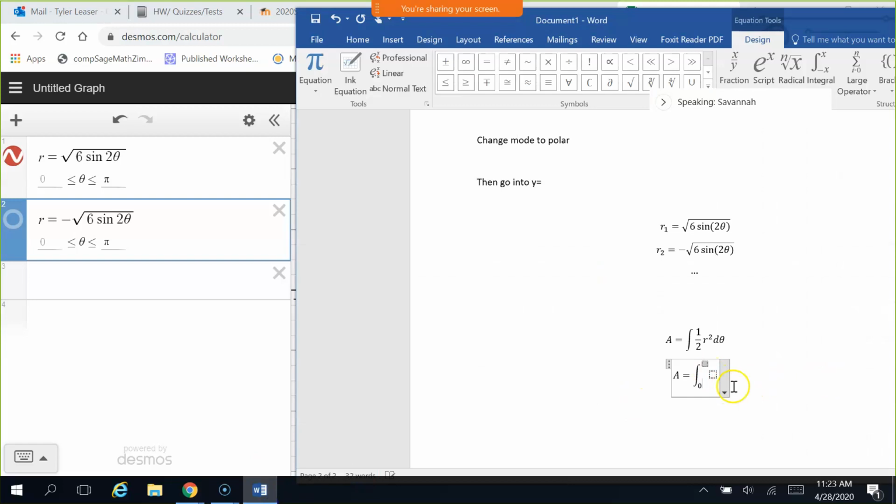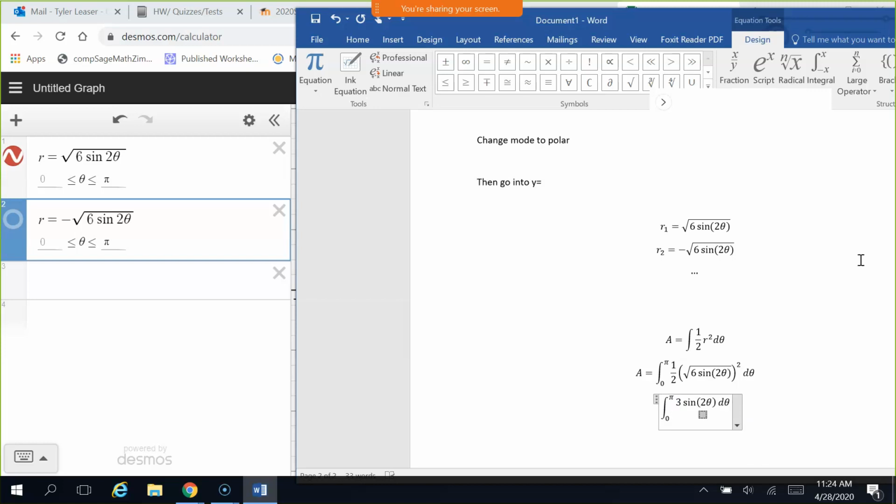Okay. So just to finish the question, we're going from 0 to pi now, 1/2, and then my r is the square root of 6 sine of 2 theta, and it's that thing squared, d theta. Squaring the square root just makes that go away. We end up with the integral from 0 to pi, and the 1/2 is going to cancel out with the 6 to be a 3, and then we have the sine of 2 theta on the inside, d theta.